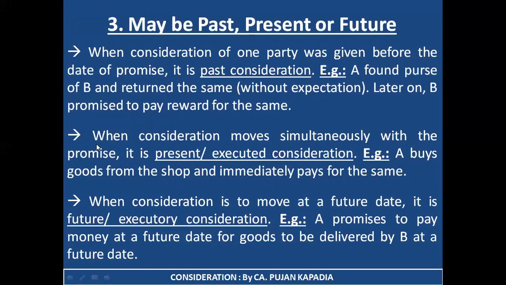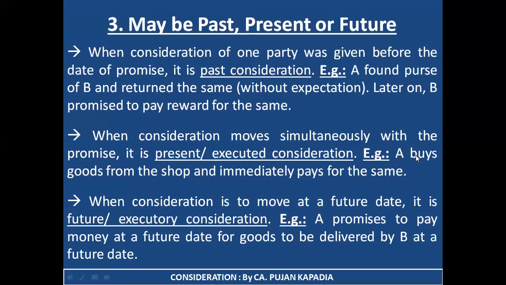Okay. The second one is when consideration moves simultaneously with the promise, it is known as present or executed consideration. What they're trying to say is, in the past one, first of all you are passing on the consideration and then you are making the promise. In the second scenario, you are passing the consideration and making the promise at the same time, that is simultaneously. Then such is known as present or executed consideration.